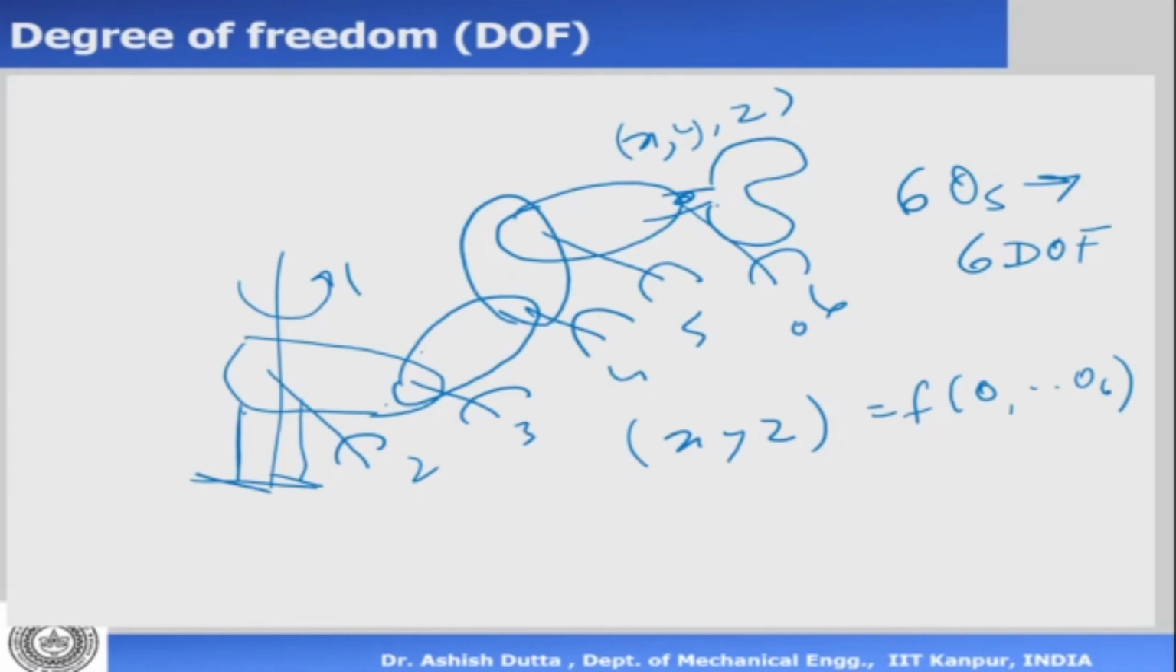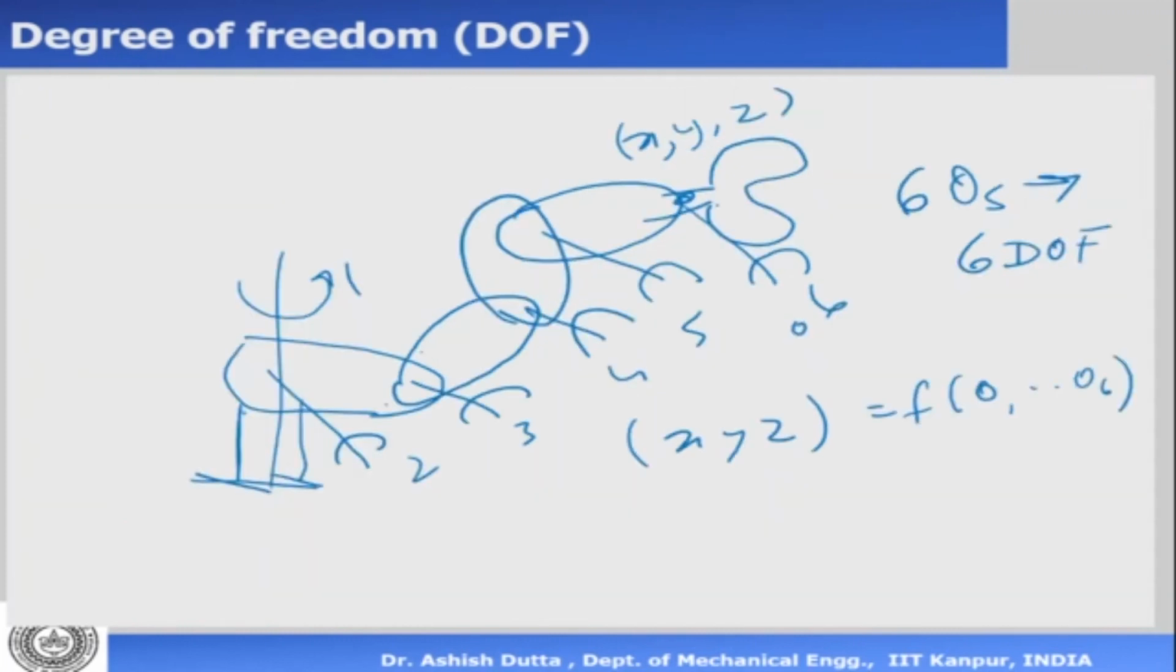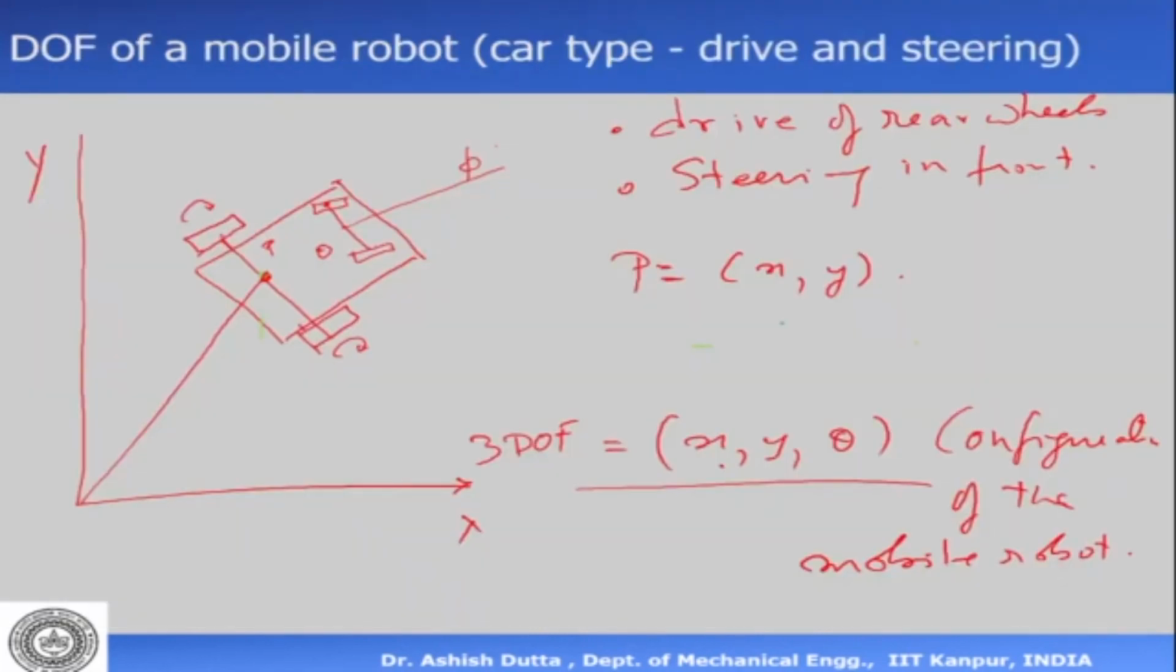Okay. So I hope you understand the meaning of degrees of freedom of a freely floating object in space, which has 6 degrees of freedom, 3 translations, 3 rotations. In the case of a robot, we talk about the minimum number of parameters required to specify the configuration, and we also see the number of joints that are there. So in this particular case, it's a 6 degree of freedom system.